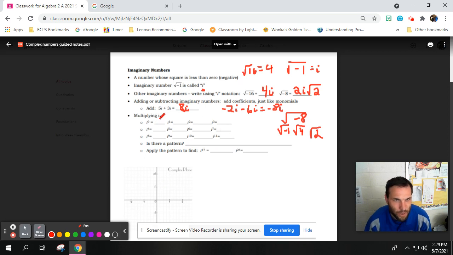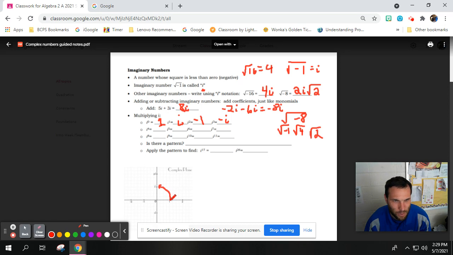i to the 0 is 1. Anything to the 0 power is 1. And then i to the first is i. And then i squared is -1. And i to the third is -i. And what's going on right here is you can see this. You start at i to the 0 here, and you're moving 90 degrees right here.